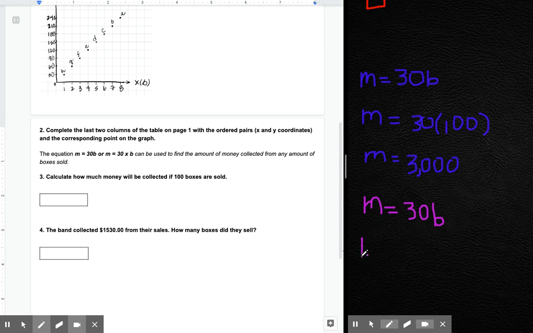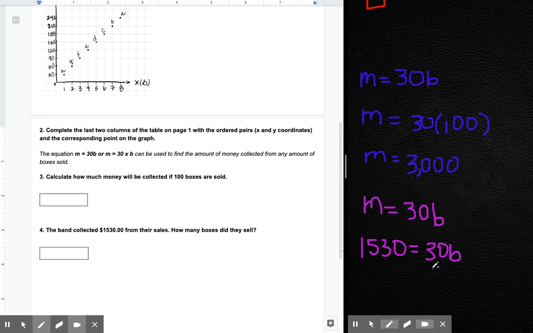So you'll have to substitute the value that you know into this equation. So we know that they made $1,530, and that still is going to equal 30 times however many boxes. So in this case, we're trying to solve for B. We don't know how many boxes.